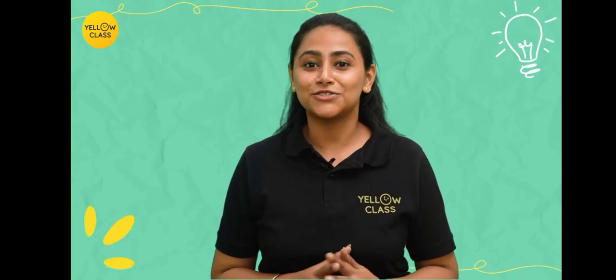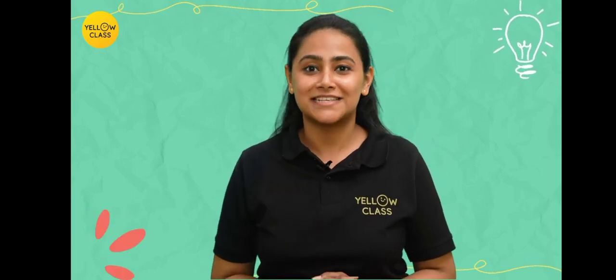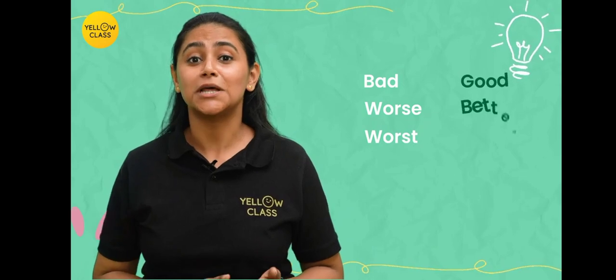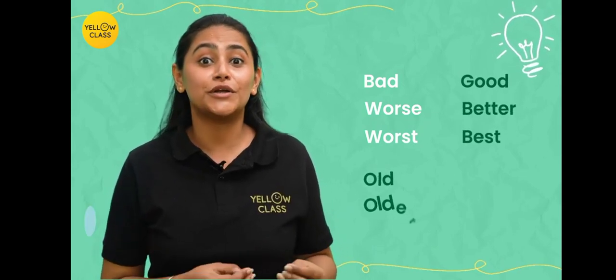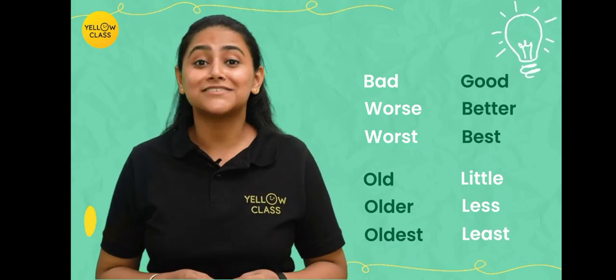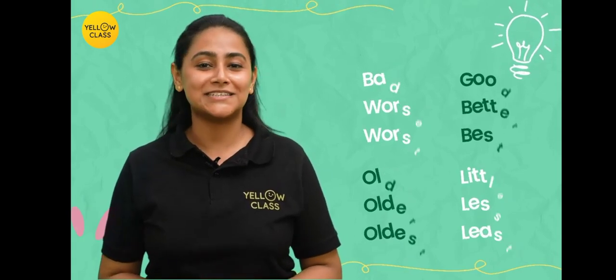So I hope you have understood the topic and the rules of using the comparison of adjectives. Here are some exceptions. Bad, worse, worst, good, better, best, old, older, oldest, little, less and least. Please try to avoid them when you are using these rules.